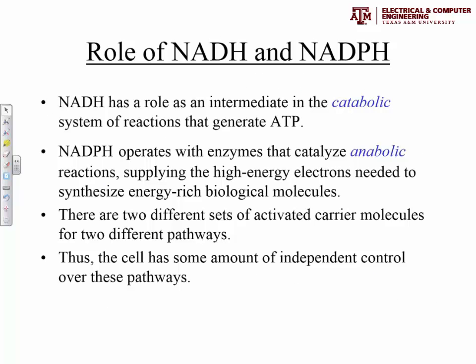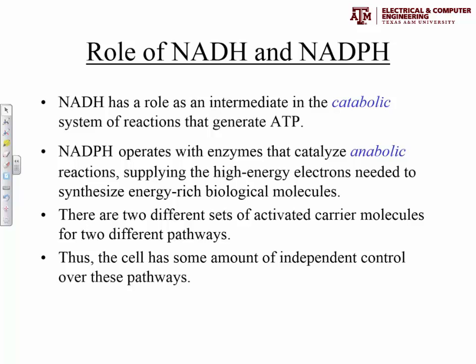Okay, so here's the picture. And NADH has got a role as an intermediate in the catabolic system of reactions which generate ATP, right? So if you study those reactions, let's say from your food. You eat food, if you're having carbohydrates, that ultimately enters as glucose into your bloodstream, and then your cells have to basically oxidize that glucose to produce energy, right? So the energy that is released has to be stored in the form of ATP, right?